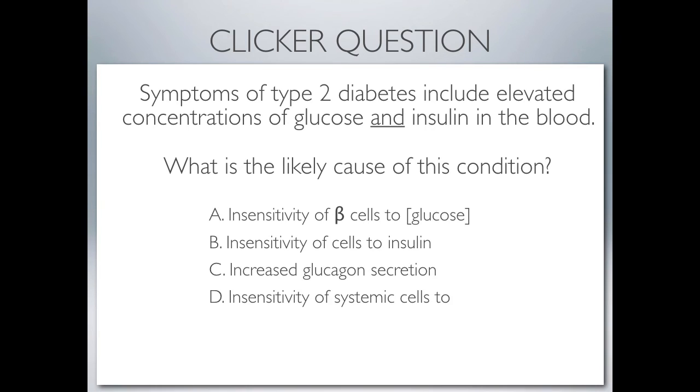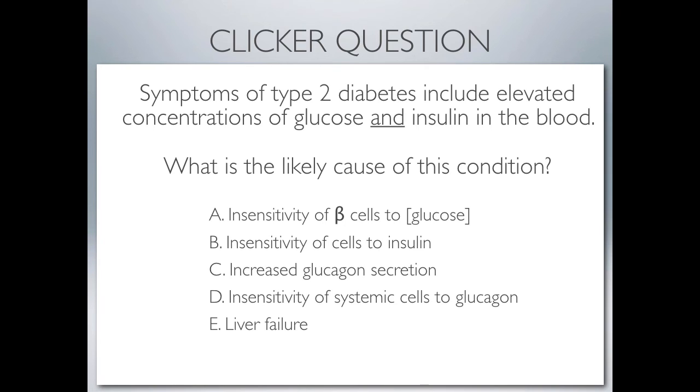Okay, so the clicker question is, what I just described is type 1 diabetes, which is that you're effectively removing the beta cells. There's a different type of diabetes, type 2 diabetes. And here are the symptoms. Type 2 diabetes includes elevated concentrations of glucose, but also elevated insulin in the blood. You wouldn't expect that for type 1 diabetes because you don't have the beta cells. So what is the likely cause of type 2 diabetes?